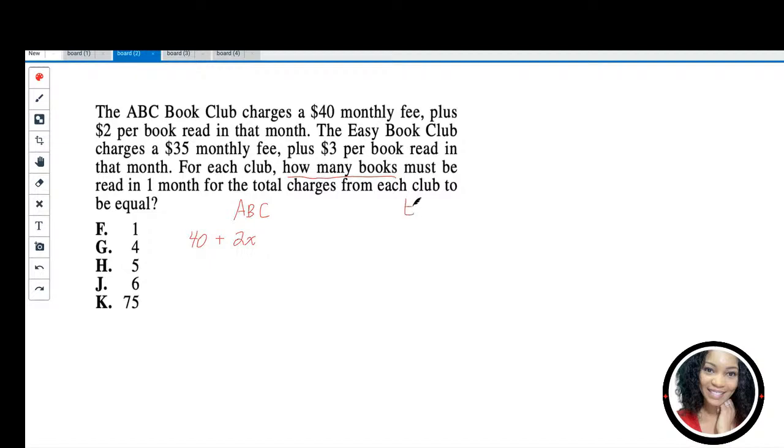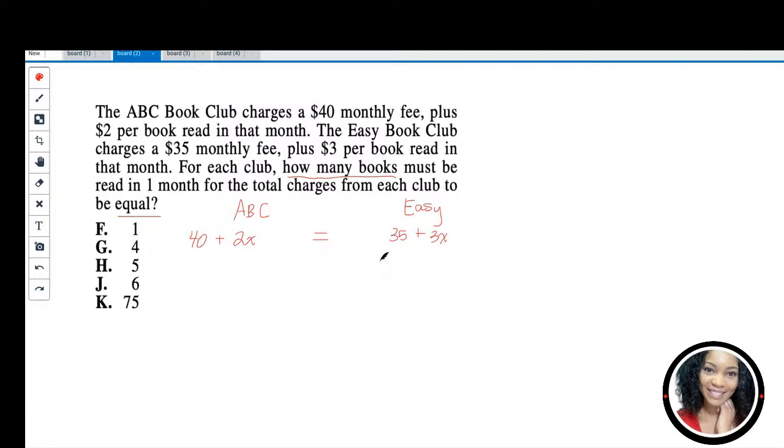Then we have Easy Book Club that has a $35 monthly fee, and then $3 per book, x. Okay, so that's your setup equation. They want to know how many books you would read in 1 month for the charges to be equal, which means you just say equal right here. 40 plus 2x equals 35 plus 3x. And then you would solve these equations for x. I solved this equation for x, and then you have the answer.